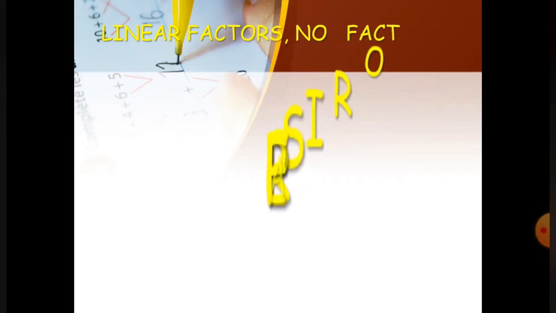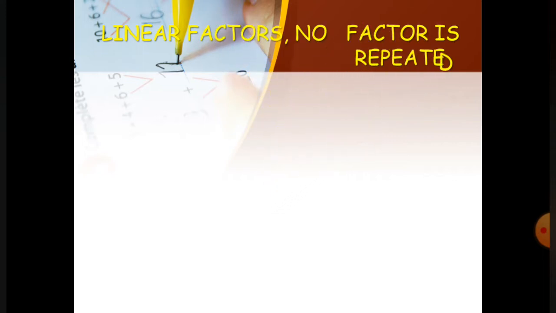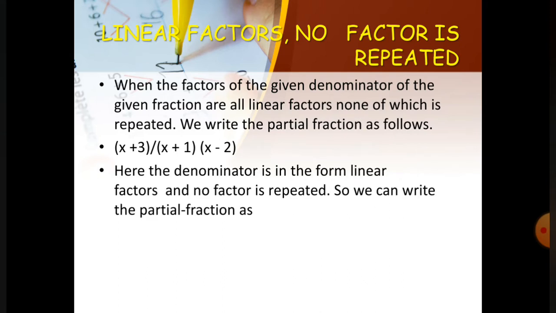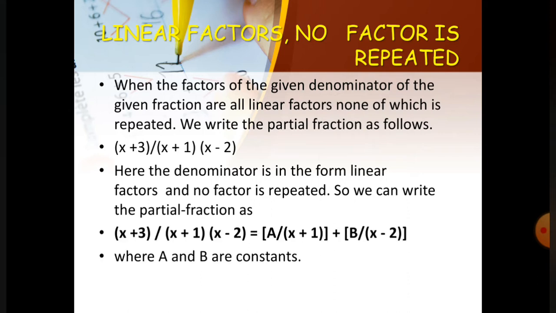First, let us see type 1. Linear factors, no factor is repeated. When the factors of the denominator of the given fraction are all linear factors, none of which is repeated, we write the partial fraction as follows. x plus 3 by x plus 1 into x minus 2. Here the denominator is in the form of linear factors and no factor is repeated. So we can write the partial fraction of x plus 3 by x plus 1 into x minus 2.